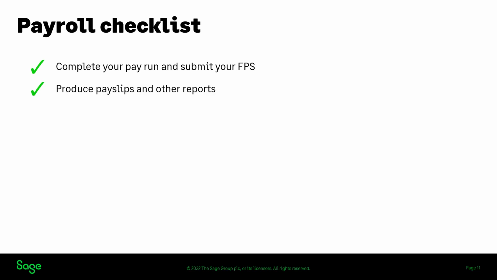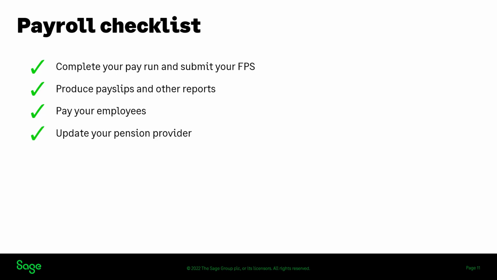So let's recap on the steps. First, you should complete all of your pay runs and submit your FPS to HMRC. You should produce payslips and any other reports. And paying your employees should be completed outside of the payroll programme. Even if you have entered bank details into the employee records, that is for your information only, and the payroll does not connect directly to the bank.